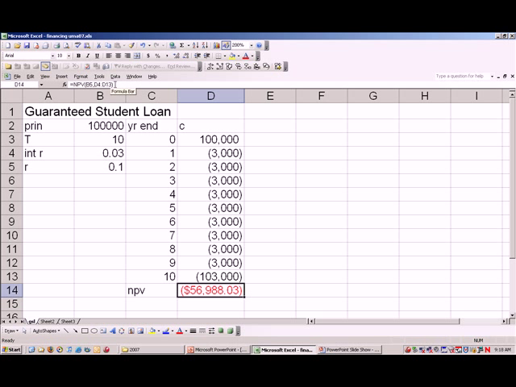Then we need to go up, as usual, to our formula bar and modify the calculation to add in the year 0 cash flow.